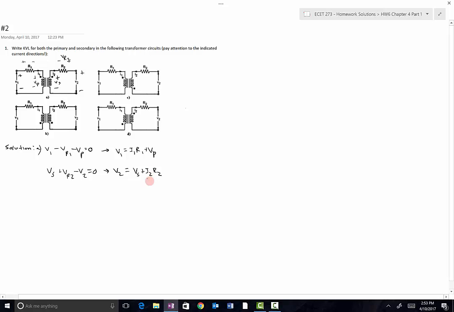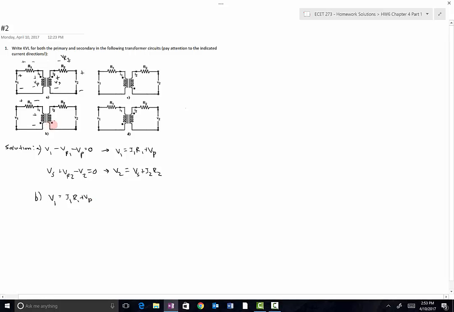So moving on to B, we see that the layout is similar, except now current is going to be leaving the dotted terminal. So you'll notice that I1 is defined in the same direction. That means that's plus, that's minus, the same here, plus and minus, such as that. So again, we're using the primary side to set those reference directions. So in B, we can see that the KVL for the primary side has not changed at all. We get V1 equals I1 R1 plus VP. So no new work needs to be done there.